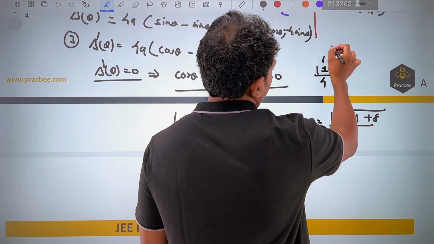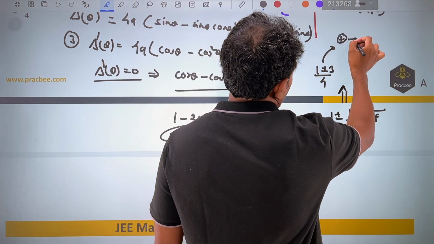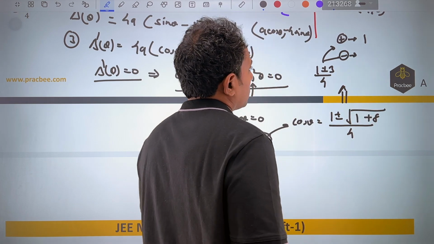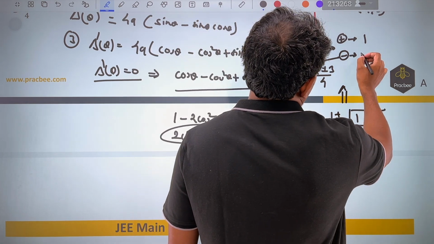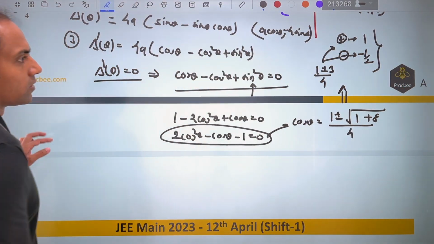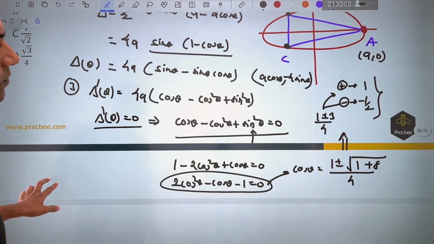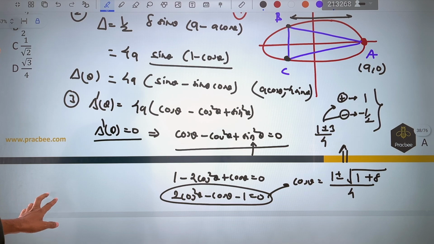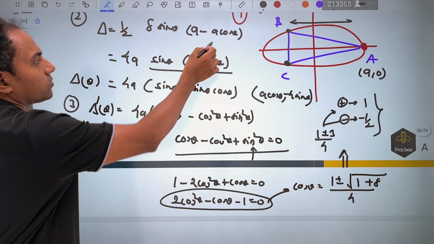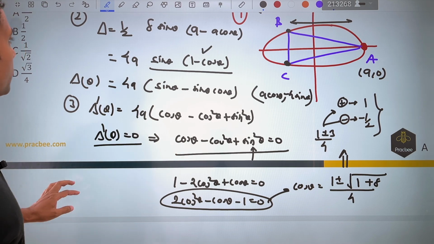3 by 4. So if I take plus sign, answer comes out to be 1. But if I take minus sign, you can see answer comes out to be minus 2 by 4 or minus 1 by 2. So we have got two values of cos theta. So you can see that corresponding to the first answer, you will get the minimum value because this will become 0. So corresponding to the second answer, you will get the maximum value.